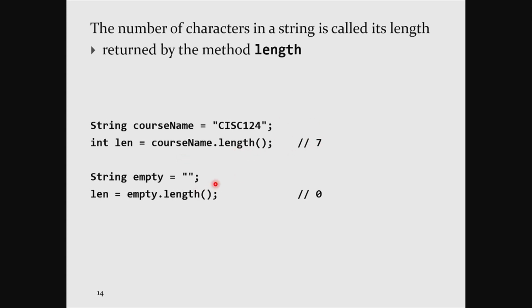Now, unlike characters, there is such a thing as the empty string. The empty string is just double quotes with nothing in between them, and because it's empty, its length is 0. If you ever want to check if a string is empty, you can do empty.length equals 0. But what you should do is use the method isEmpty. It's not on the slide, but if you wrote empty.isEmpty, that will return true or false. It returns true if it's empty, and false otherwise. So here it will return true.